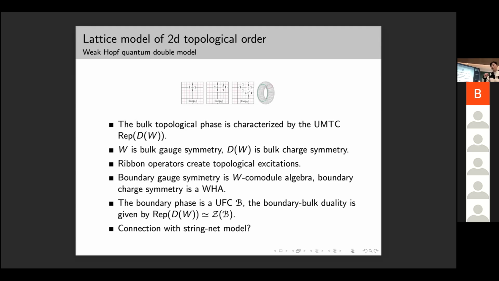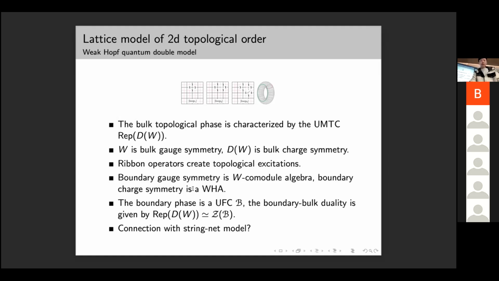The gapped boundary model is a 1D phase. This 1D phase is characterized by a W comodular algebra. I did not write it here, but we can regard the gauge symmetry of this 1D gapped boundary as a W comodular algebra. And its excitation, its charge symmetry should also be a Hopf algebra, because we know that for the 1D gapped boundary, its phase is just a fusion category. So there is also a Hopf algebra whose representation is just this 1D gapped boundary phase.